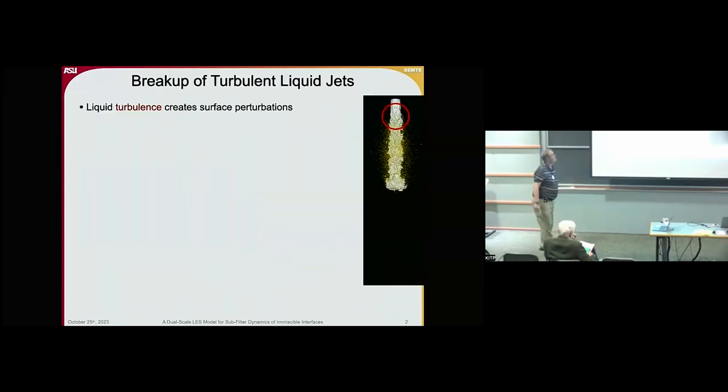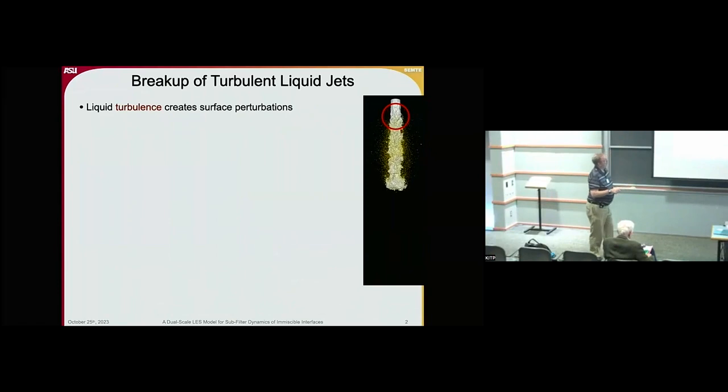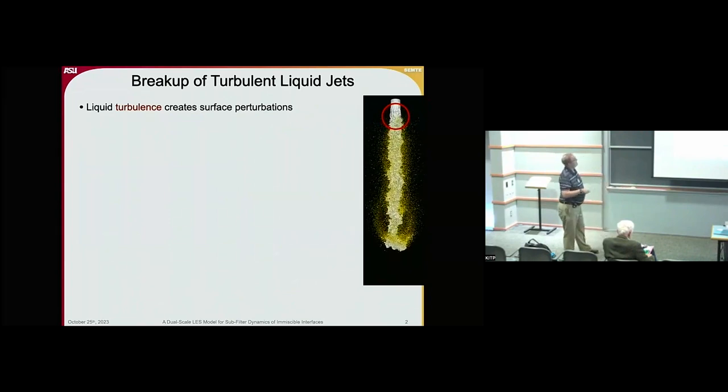So I'm going to talk about immiscible interfaces, and my focus is on atomization, so spray generation. And here is an example of a simulation we did some time back of a turbulent liquid jet injected into compressed stagnant air. And what we observe in terms of the breakup mechanism is that liquid turbulence creates the initial surface perturbations. You see that here after the injector exit.